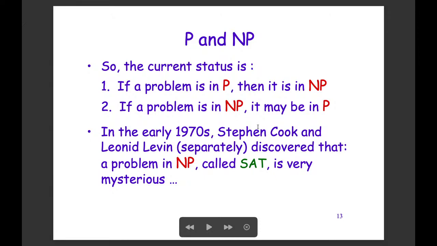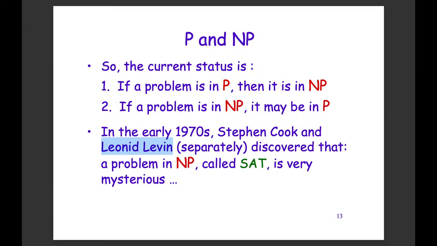Now, what we are going to talk about next is a special problem called SAT that was studied by two persons independently. One is Stephen Cook from Canada, and the other is Leonid Levin from Russia. So they both studied the same problem independently, and then they found it very interesting. Okay, this problem in some sense represents the hardest problem in NP.